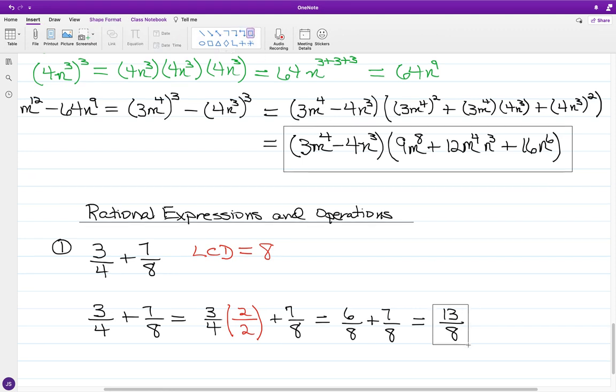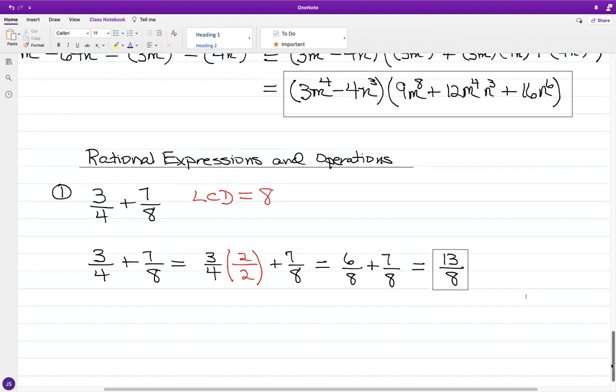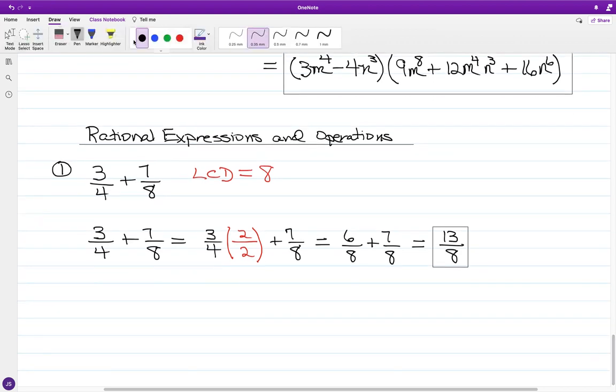Now let's say that I have variables involved, and we'll say that we have here 5 over 2x squared y and 3 over 4x y squared.